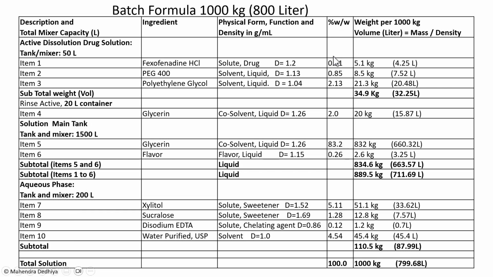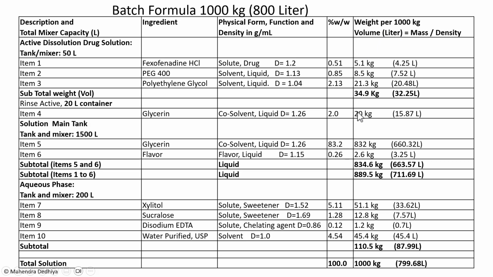Formula as given, percent weight to weight. Then calculate weight per 1000 kilo. So for example, weight to weight percent is 0.51. We will need 5.1 kilos per 1000 kilo of the active. Similarly, for glycerin, percent weight to weight is in 2 parts, and let's focus on 83.5. We will need 832 kilos per 1000 kilo batch.